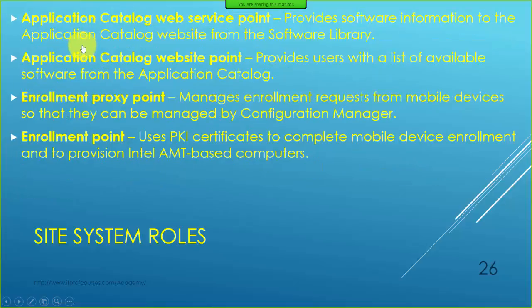So other than that, application catalog, this is what we're going to install now. Provide software information to the application catalog website from the software library. So this is what Microsoft refers to as, hey, give some independence or freedom to clients or end users as well. If they're offered a web page where they see a lot of software mentioned, so what happens in our cell phones, in iPhone, Android, we connect to App Store, and there are millions of applications there.